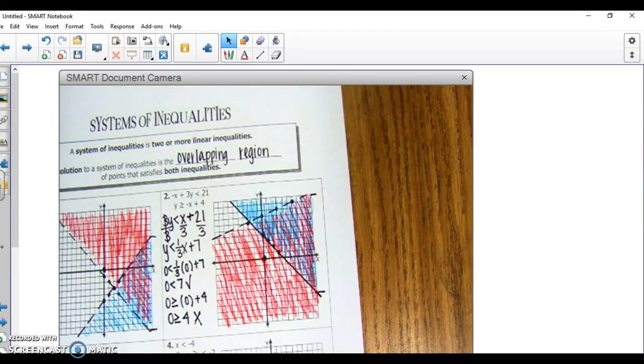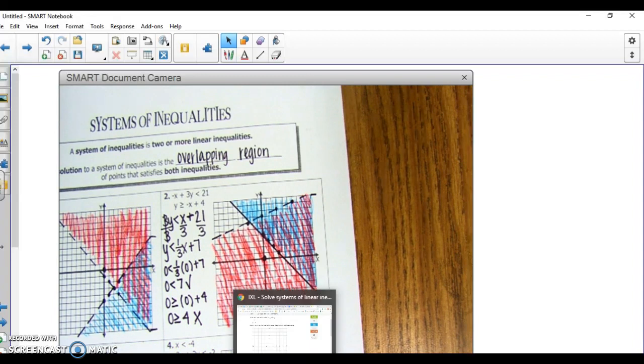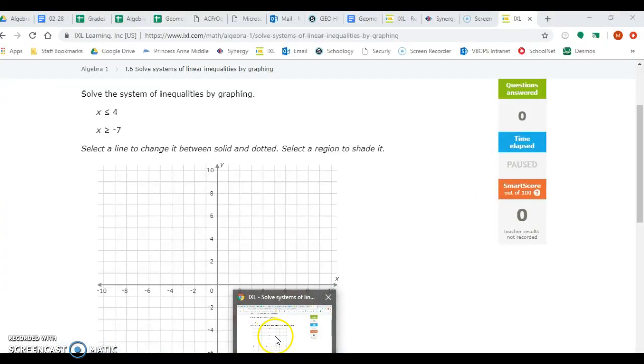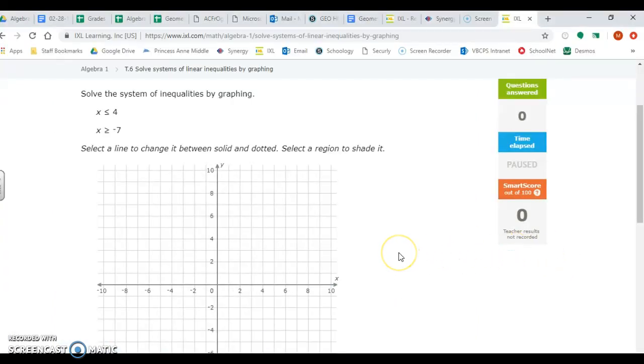All right, so now I'm going to show you some examples on IXL. I'm just going to do one example and then you guys will complete this for your homework. So you're going to go into T6. There's a link in the folder. So you're going to solve the system of inequalities by graphing.